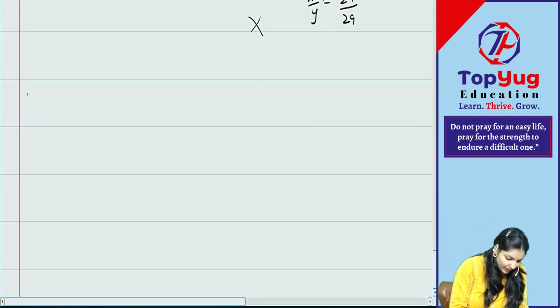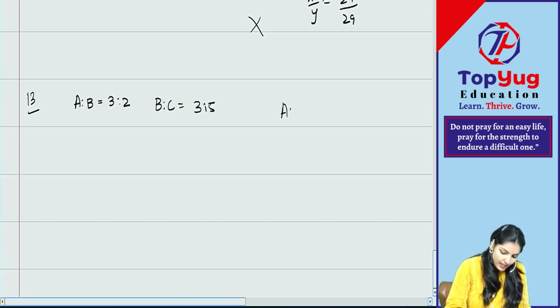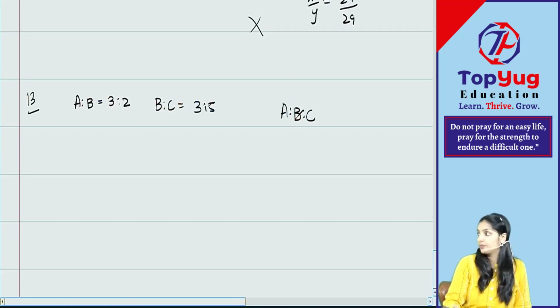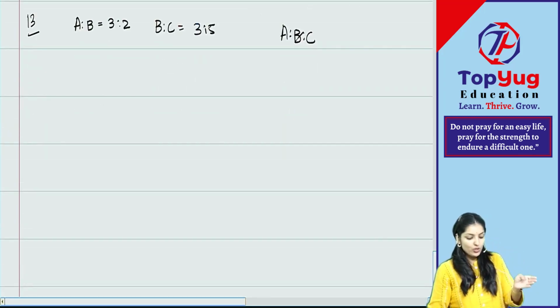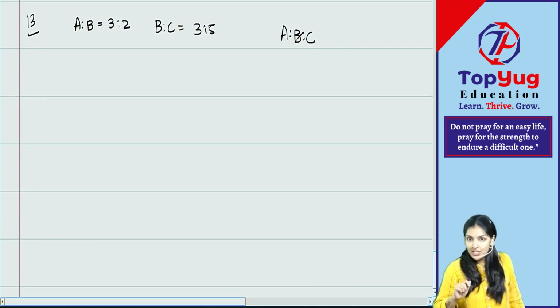Now 13th one. A is to B is equal to 3 is to 2. B is to C is equal to 3 is to 5. A is to B is to C. Now tell me, can I directly write 3 is to 2 is to 5? Are the B same over there? Here B is 2 in the first ratio and B is 3 in the second ratio.